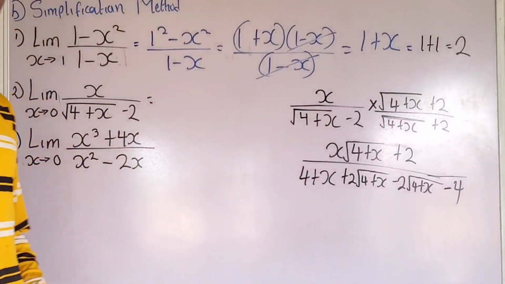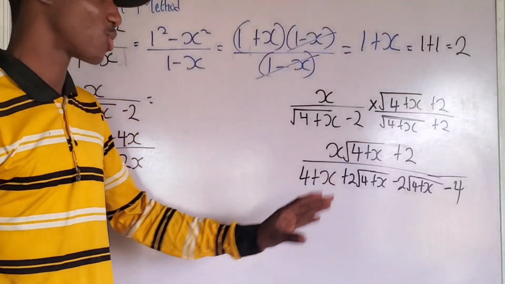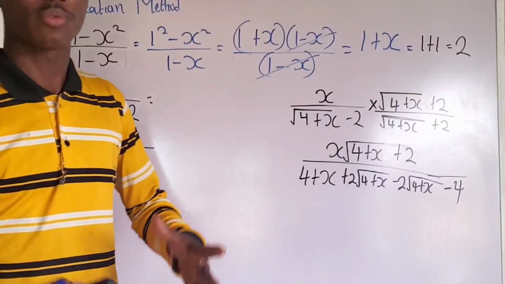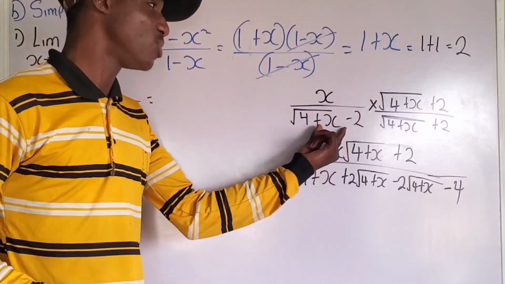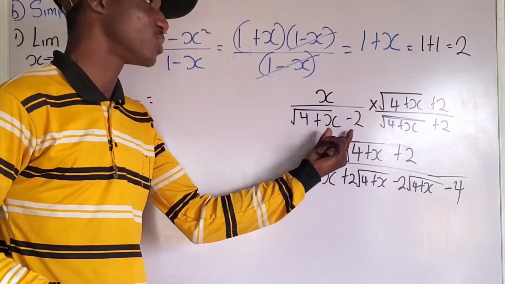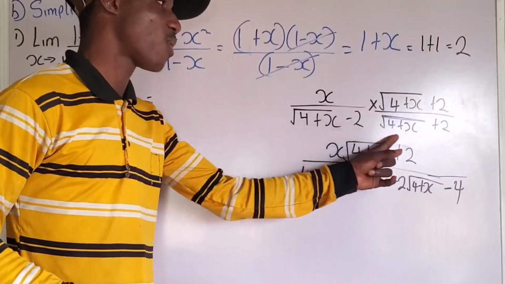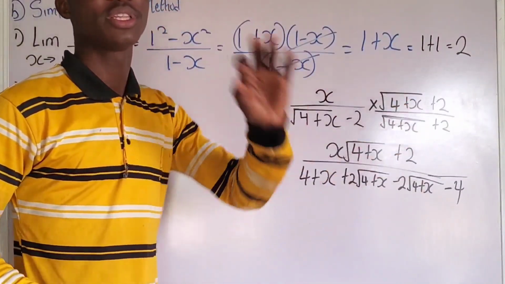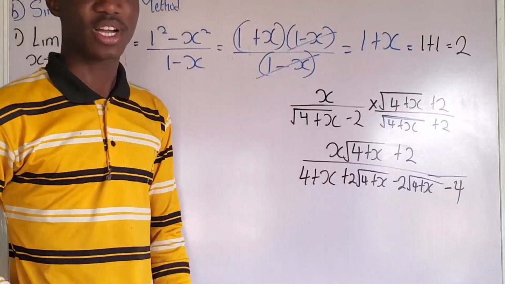Do you even know what I'm doing at all? I show you this next step because I want you to understand it, okay? I'm very sure you will have heard of conjugate before. I take the conjugate of the denominator. The conjugate of the denominator is what? Root 4 plus x minus 2, so root of 4 plus x plus 2. I multiply both the numerator and the denominator by the conjugate of the denominator of the fraction, okay?